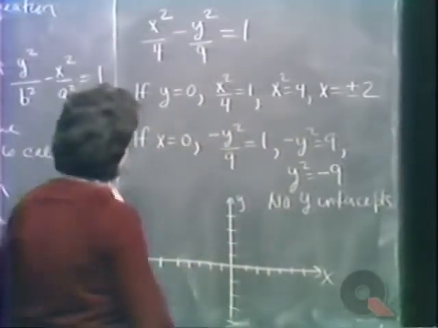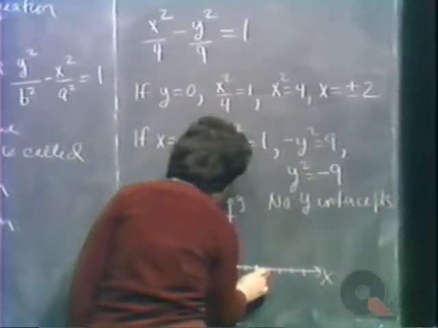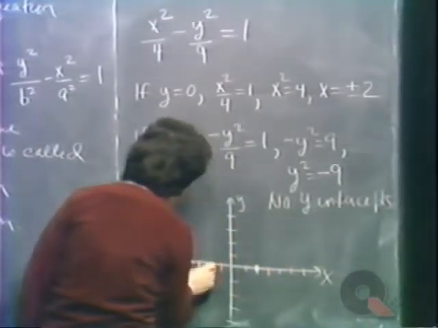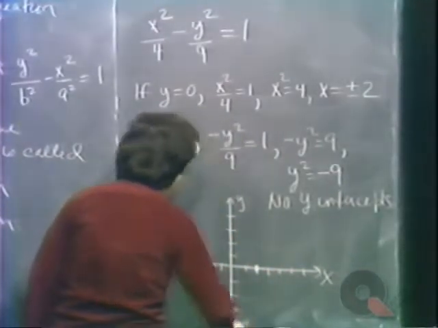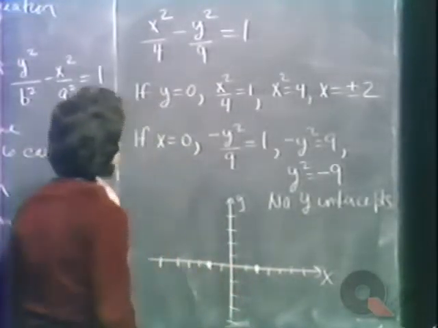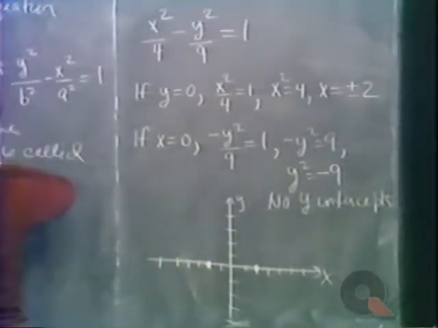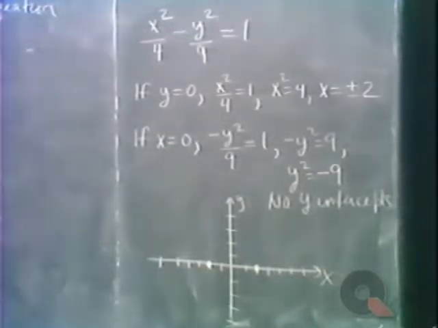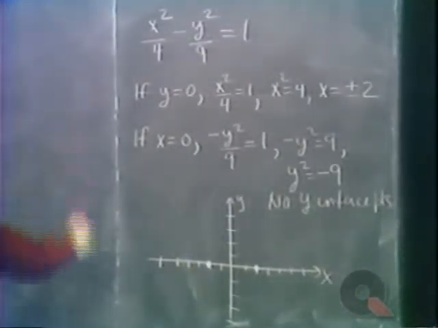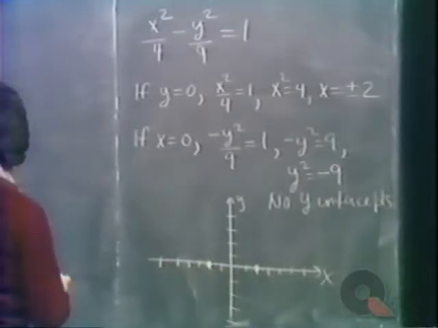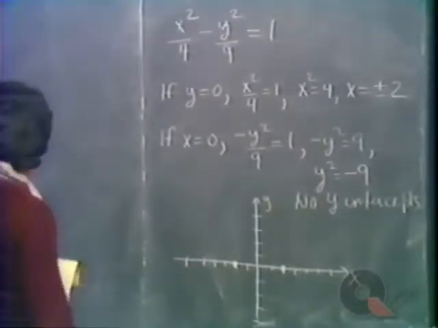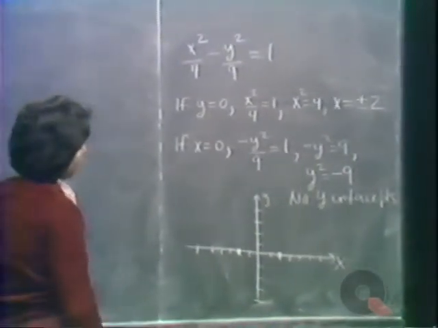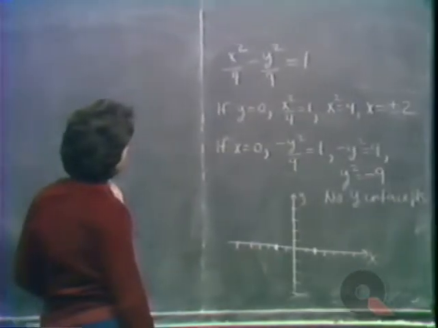Okay, we know that there are x-intercepts at 2 and minus 2, but that's all we have. Let's try to get some more points on this curve just by plotting points, making a table of values. Just a few to get the idea of what's going on. We're talking about x squared over 4 minus y squared over 9 equals 1. I would like to first solve the equation, say, for x or for y. Let's try to solve it for x.